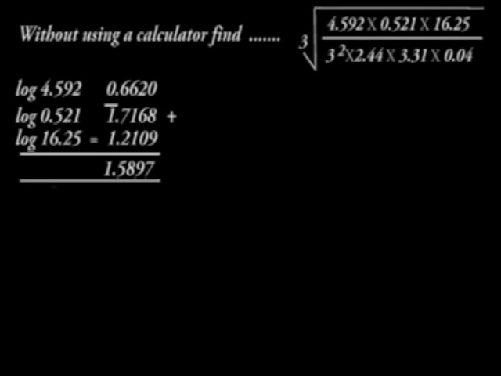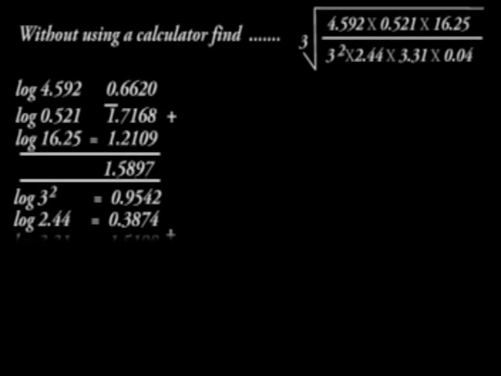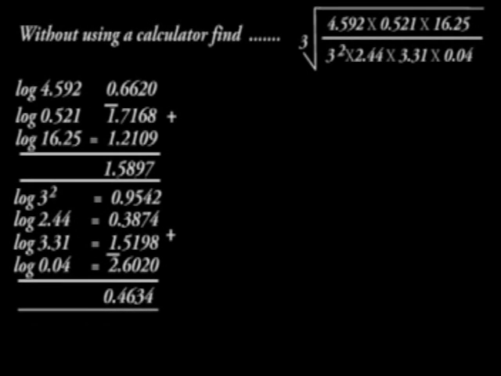We then go to the logarithms of the denominator function. Log 3 cubed is the same as log 9, and we have 0.9542. Log 2.44 is 0.3874. Log 3.31 is 0.5198. Log 0.04 is 2 bar 0.6020. We add that and we get 0.4634.